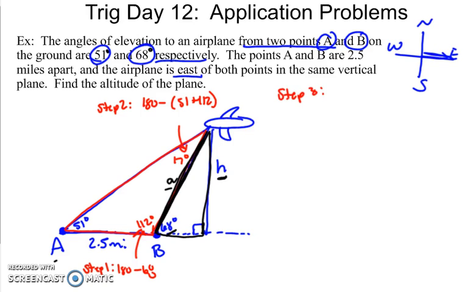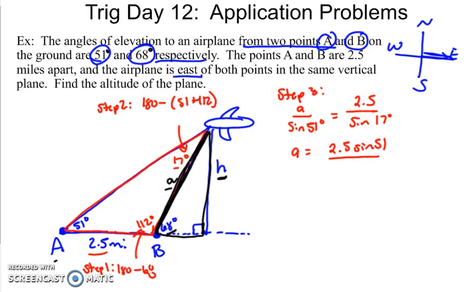So step 3 is getting to solving for side A. Well, let's use the law of sines because I do have the 17 degrees and the 2.5 miles to match up together. So side A divided by the sine of its opposite angle, 51 degrees, has to equal the distance 2.5 divided by the sine of its opposite angle, 17 degrees. Multiply both sides by sine of 51, so I have 2.5 sine of 51 over sine of 17 degrees. And then you get A is about 6.65 miles. Okay, so we're going to store that number in our calculator.